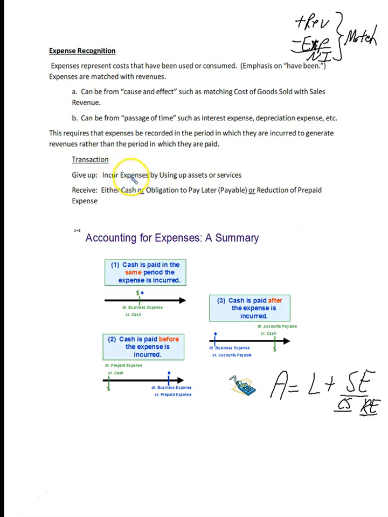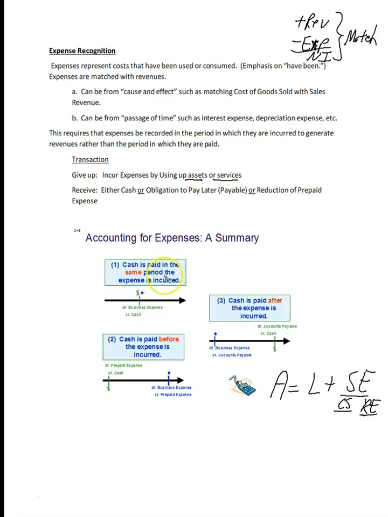Okay, so transaction, we incur expenses, we either are using up assets or we're using up services. And either cash is paid right away, or we have an obligation to pay later, which creates a liability, a payable, or we have a reduction of prepaid expense. So let's go through these.